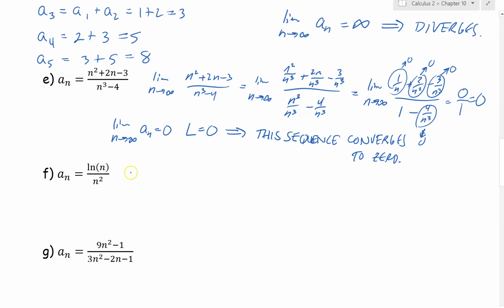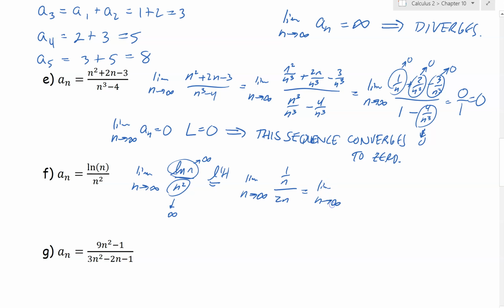In example F, we take the limit as n approaches infinity of natural log n over n squared. Both the numerator and denominator approach infinity, so we can apply L'Hopital's rule, and that will be the limit as n approaches infinity of 1 over n divided by 2n, which if we simplify that, we get 1 over 2n squared, and the denominator is growing to infinity, so that makes our fraction approach 0. So this one also has a limit equal to 0, and so that tells us that the sequence again converges to 0.